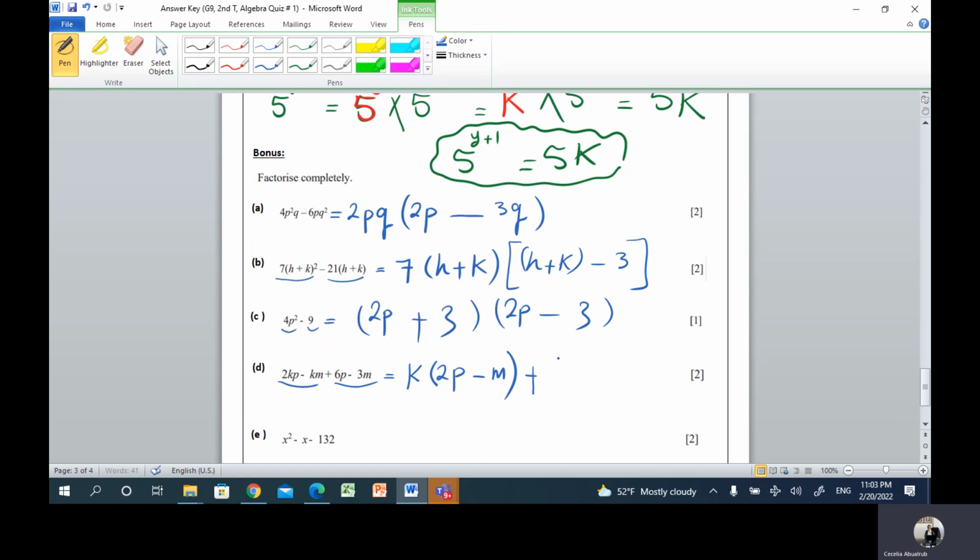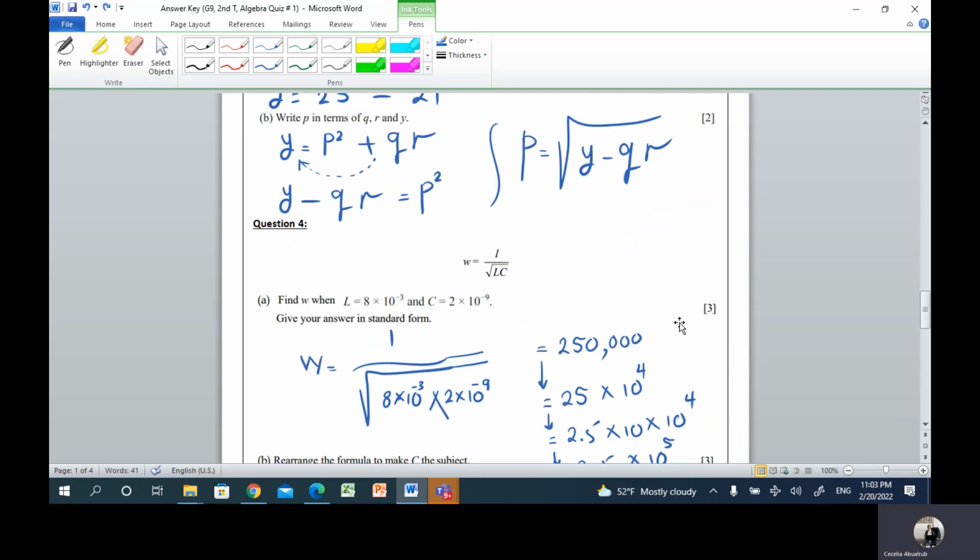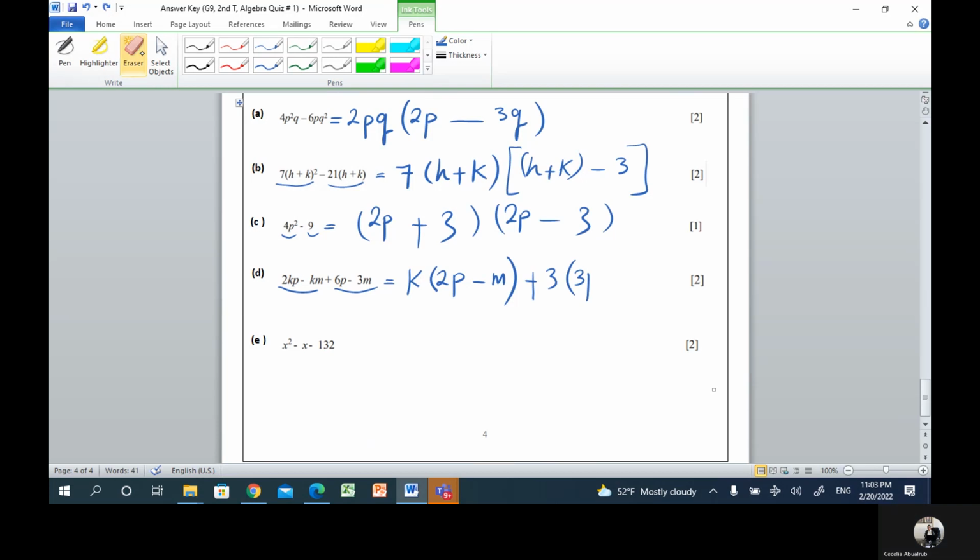Plus 6p minus 3m, 3 is going to come out. And to get back the 6p, it's 2p, because 3 times 2p is going to give me 6p, minus m, because 3 times negative m will get me back the minus 3m. Now the second step of the factorizing, 2p minus m is a common expression. So 2p minus m will come out. Then we're going to open a bracket, k is left, plus 3, and we can always check by expanding.